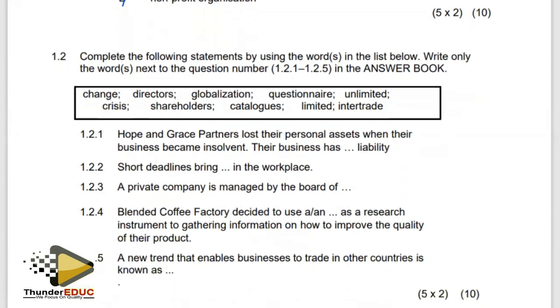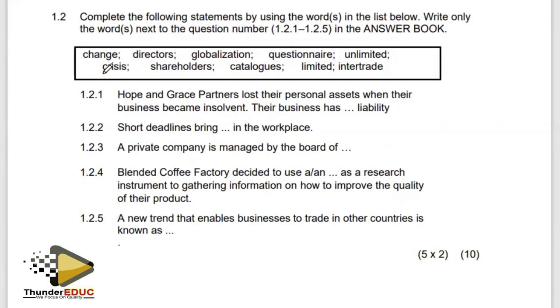So how are we supposed to go about this? Before you answer any question from this point here, please make sure that you go through all these words and try to digest them. Understand what a questionnaire is in your own understanding. Try to remind yourself about what unlimited means, and this could be about liabilities. Then remind yourself about what we call a crisis. Remind yourself about what shareholders are. You should read every terminology given in the list here. Limited liability, yes, inter-trade. We are supposed to read about them.